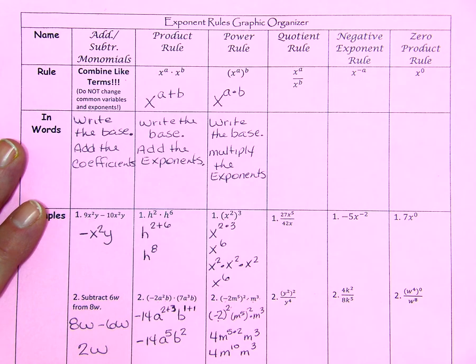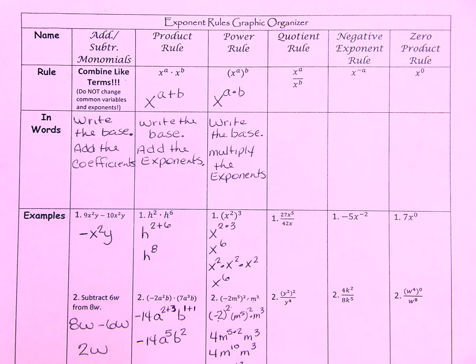At this point, we now would apply the product rule because we have like bases being multiplied, so we will simply add their exponents. So we end up with 4m to the 13th power.